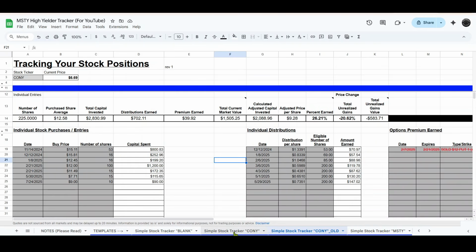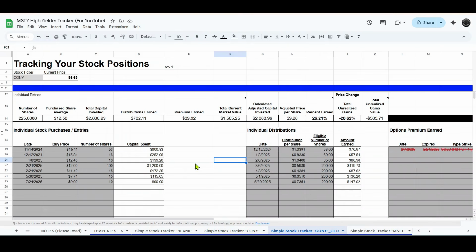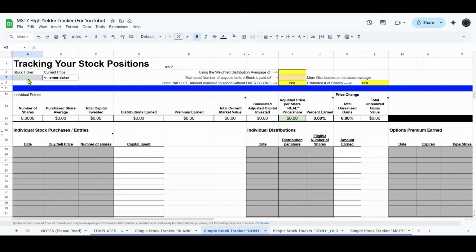So that's what I'm going to do real quick right here, because I created a new blank one. As you can see down here at the bottom, I created a new CONY, and this is my old one right here. So I've just got it in the same one right here, and what I'm going to do is I'm just going to move this information right over to the new sheet and show you how simple it is, right? So on the new sheet, first thing we'll always do is enter in the ticker symbol so that it calculates that current price. Boom, there we go. So it's at $6.69 is the current price of CONY. Now let's just go ahead and move our purchases over.